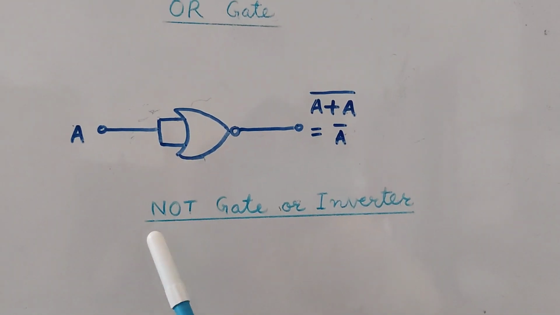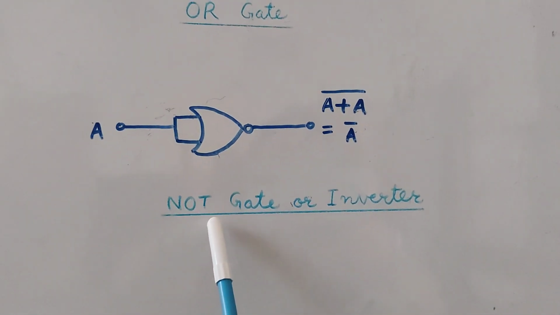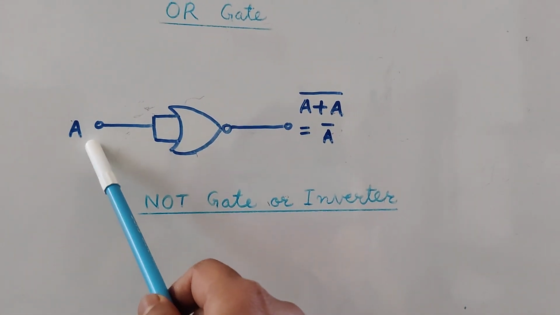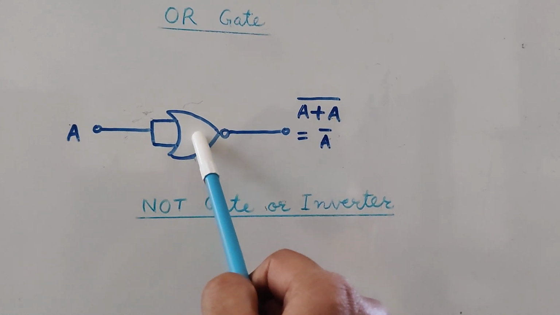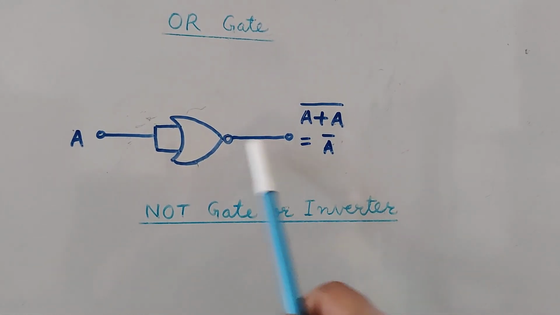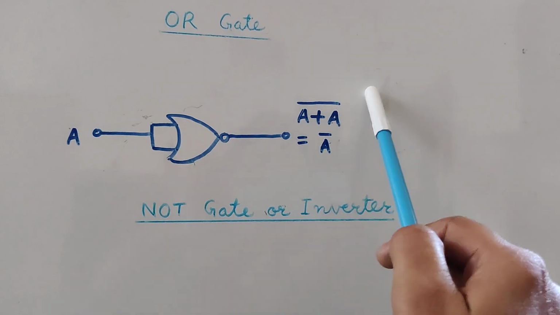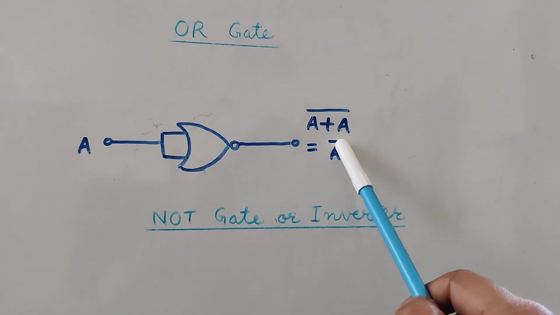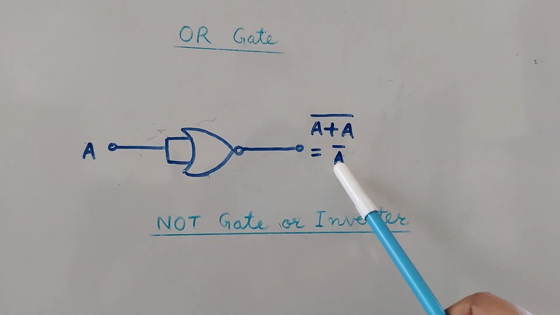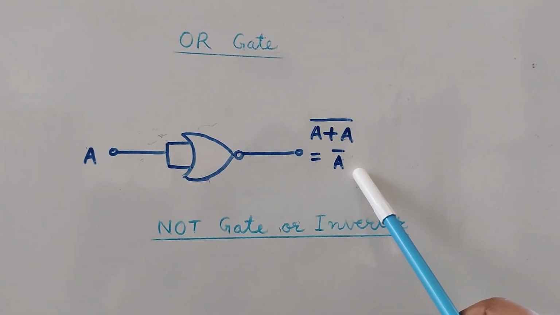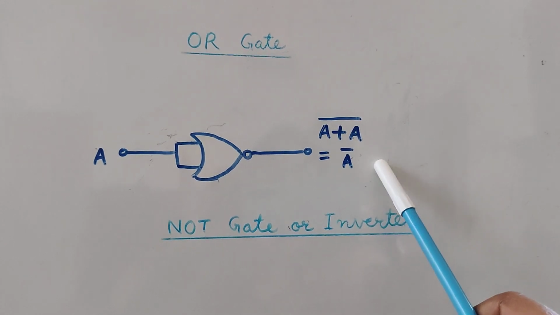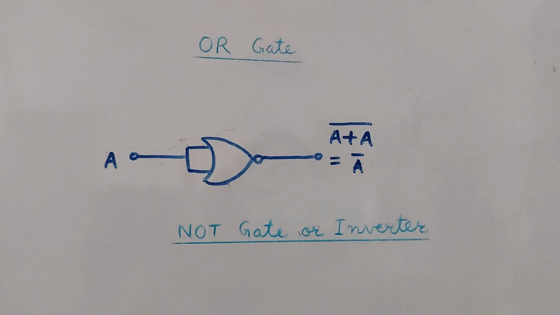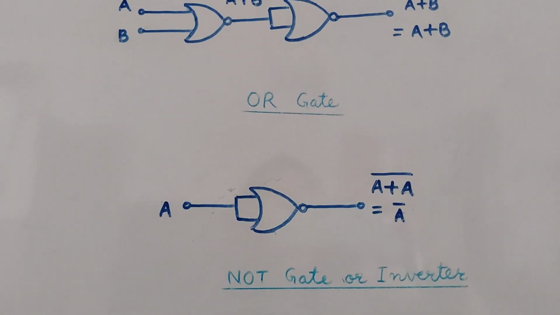Now the next type of gate which we want to construct using NOR gate is the NOT gate. In order to construct a NOT gate by using NOR gates, we will take one NOR gate and we will give the input to both the inputs of this NOR gate. So the output will be equal to (A plus A) complement, and A plus A is equal to A. So this will come out to be A complement, and we know that this is the output of NOT gate, or NOT gate is also called inverter. So in order to construct one NOT gate, we need one NOR gate.